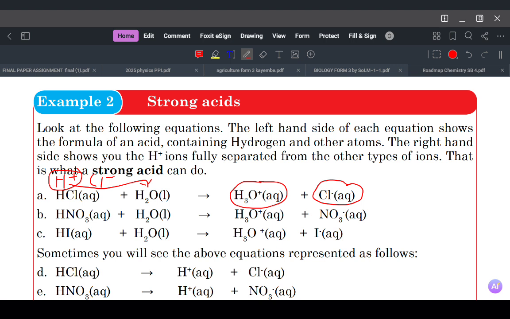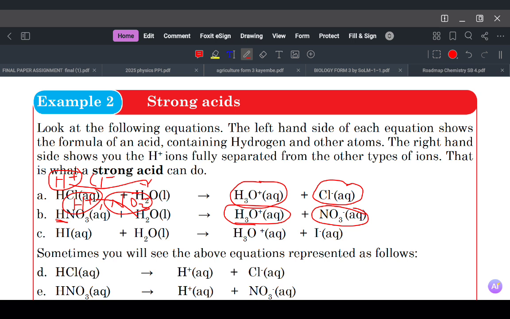Another example is nitric acid, HNO3. Nitric acid has a hydrogen ion and the nitrate ion. Nitrate is NO3 minus. All right, so what's going to happen? The hydrogen will be donated to water to form a hydronium ion, and the nitrate is going to be separated completely from the hydrogen. Therefore, nitric acid is also a strong acid. A strong acid shall always separate out. Its ions are going to dissociate completely.